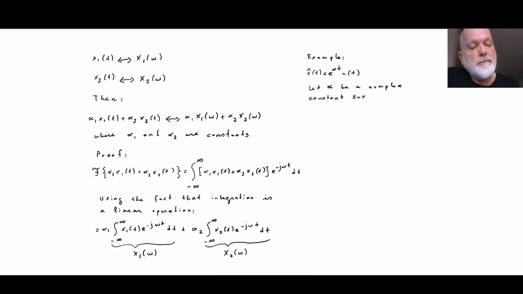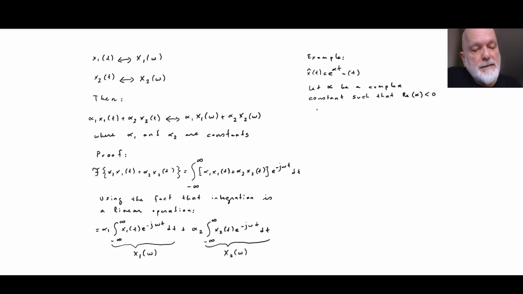such that its real part is negative, because we want an absolutely integrable signal. So we have to impose that condition. Real part of alpha is negative. So we have a decaying exponential.